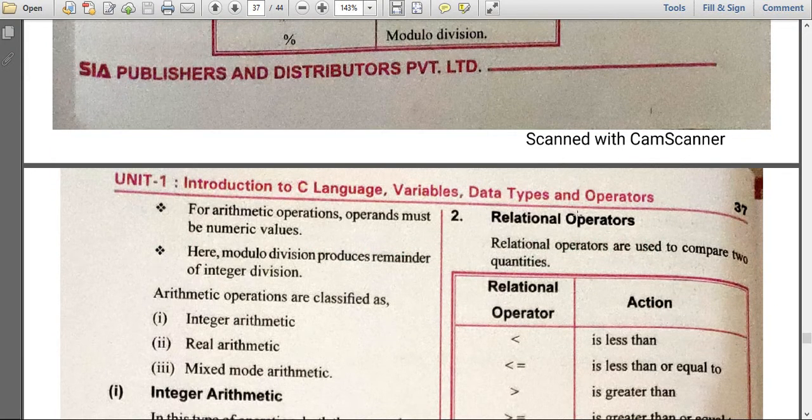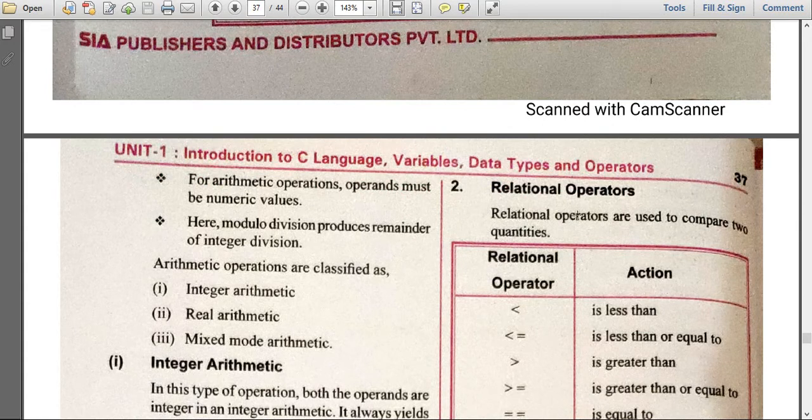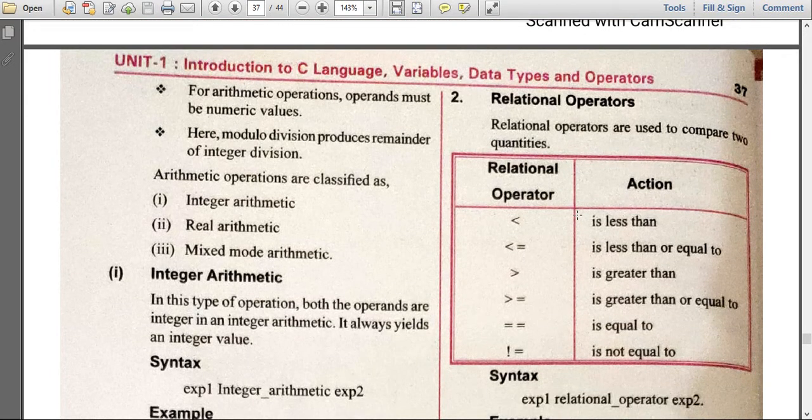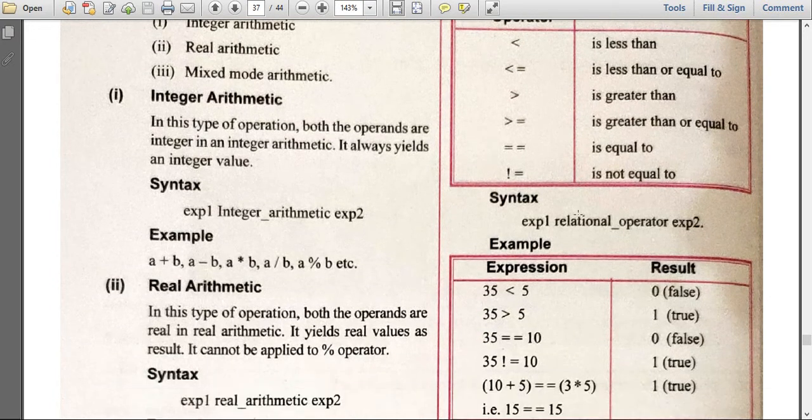Next, we have relational operators. These relational operators are used to tell the relationship between two operands. The operators are less than, less than or equal to, greater than, greater than or equal to, double equal to and not equal to. Obviously these relational operators return only two values: true or false. If the condition is satisfied, it returns true, or else it returns false.